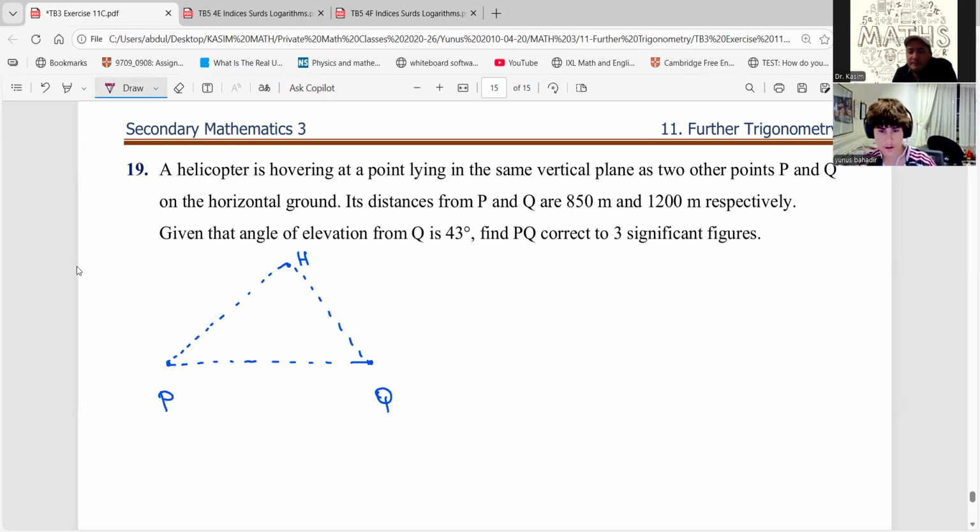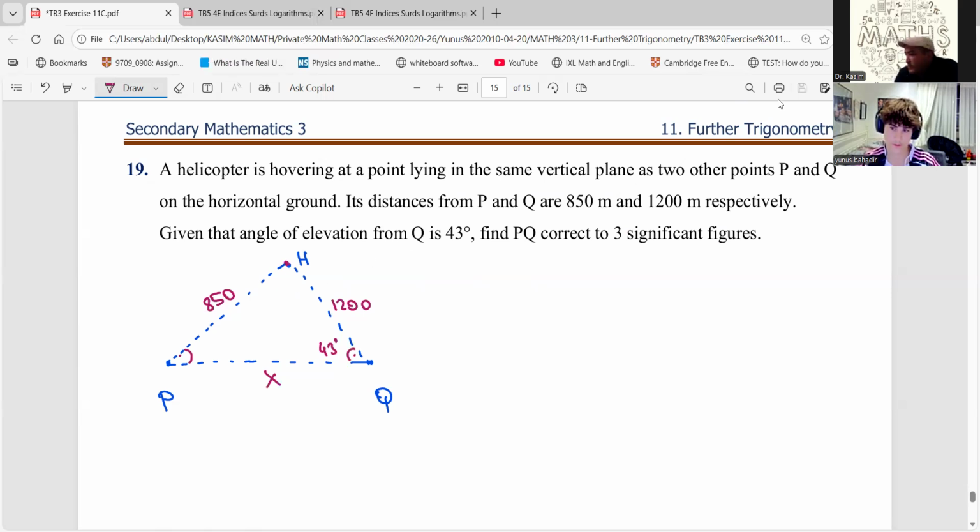So PH is 850. This angle is the angle of elevation from P, right? No, it's given from Q. So from Q it is 43. And the distance from P is 850, and from Q is 1200. Now, what is the question? We have to find PQ. Let's say PQ is X. So you have to find PQ.